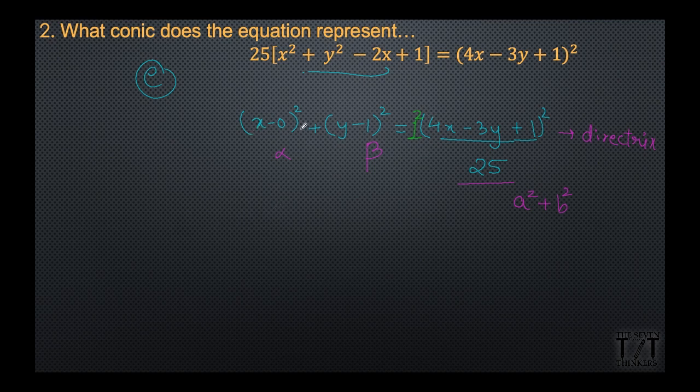And we know that x minus alpha whole square plus y minus beta whole square is equal to e square times 4x minus 3y, or the directrix whole square, upon a square plus b square. So since we can have the multiplication with 1 over here, we get e square as 1 square, or we get e as 1. Since e is always positive, since it's a ratio, e is equal to 1, and therefore we get that this conic section is parabola.